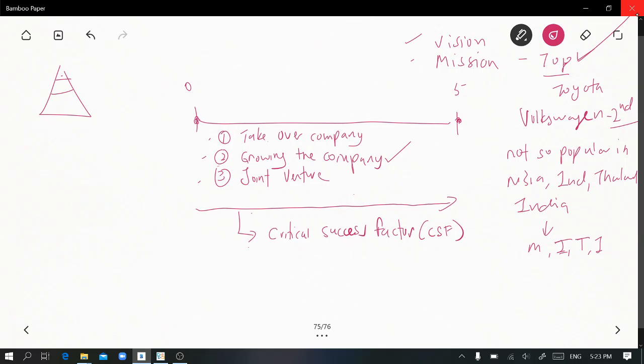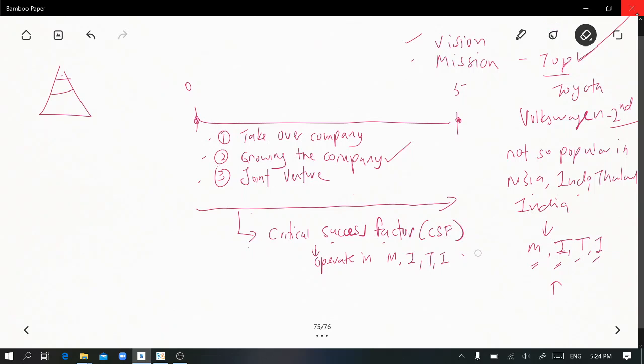They must start selling in these markets. So if they start selling in these 4 markets, Malaysia, Indonesia, Thailand, India, then the volume will go up, then they can be number 1. So their critical success factor is to operate in Malaysia, Indonesia, Thailand and India. If they don't sell cars in these markets, they can't be number 1. They have identified their critical success factor.